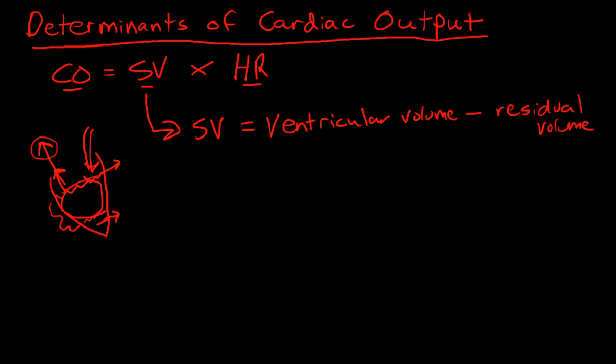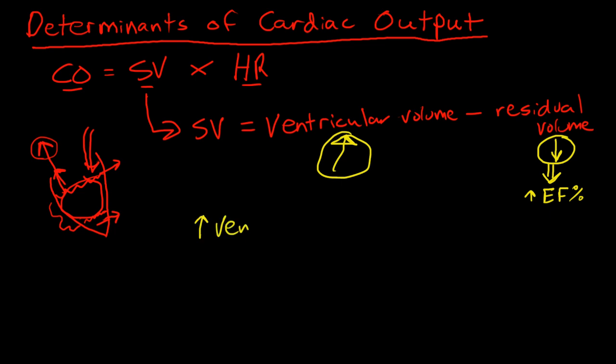So you can see there's two very simple ways of increasing stroke volume. You can increase ventricular volume, or you can decrease residual volume. Decreasing residual volume is equivalent to increasing ejection fraction, right? So that's the percentage of blood that is ejected out of the total volume. Okay, so let's talk about factors that increase ventricular volume. What would increase ventricular volume?